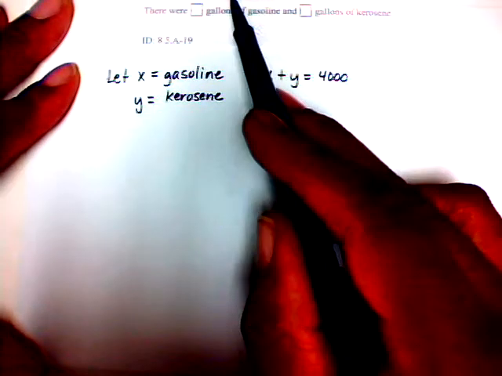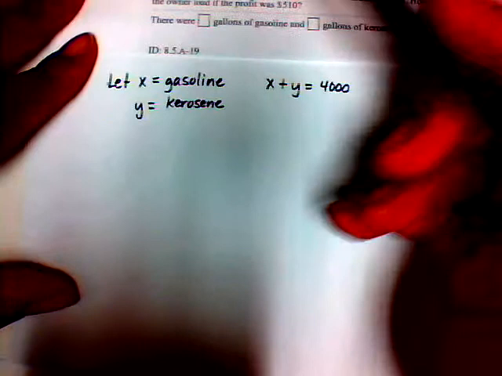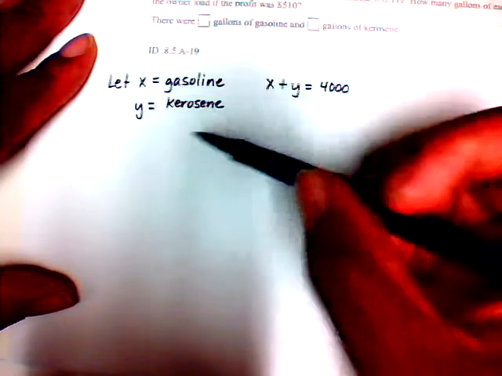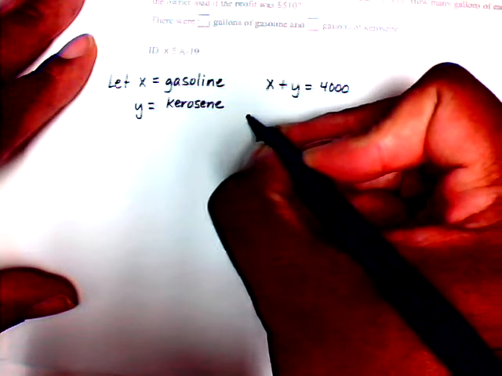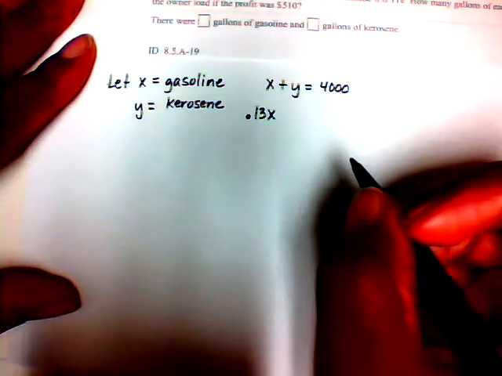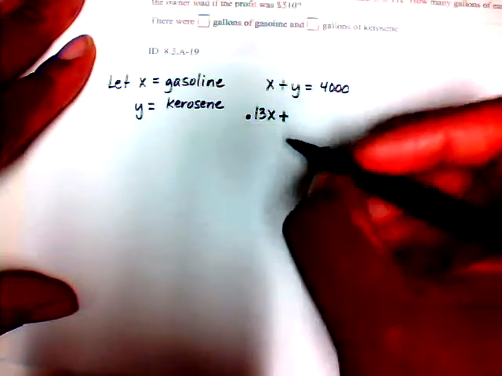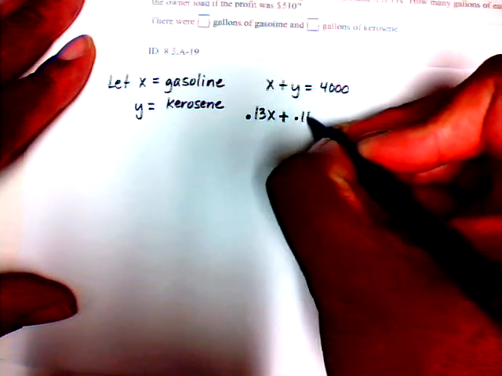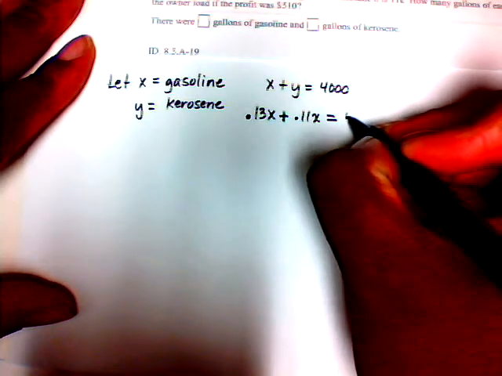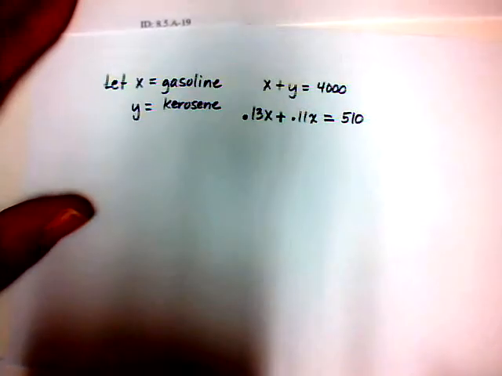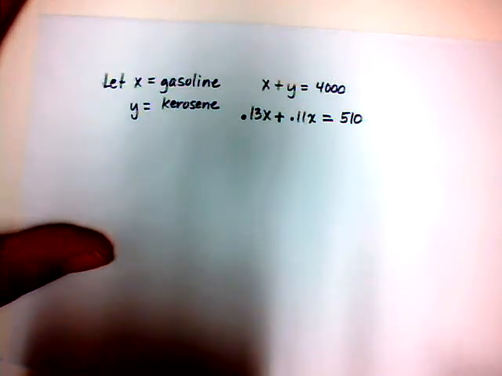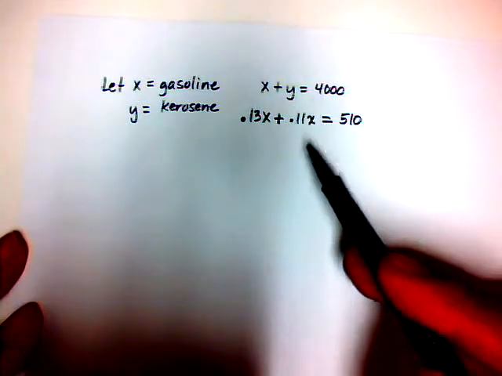The profit is this: 13 cents on each gallon of gasoline, and 11 cents on each gallon of kerosene. So if I'm letting x be the number of gallons of gasoline, then that's going to be 0.13x. That's 13 cents as a decimal, 0.13, plus the number of gallons of kerosene at 11 cents profit, which will be 0.11y. Then that's going to equal the total profit of $510. So as you can see right here, this is a system of equations that we can use.